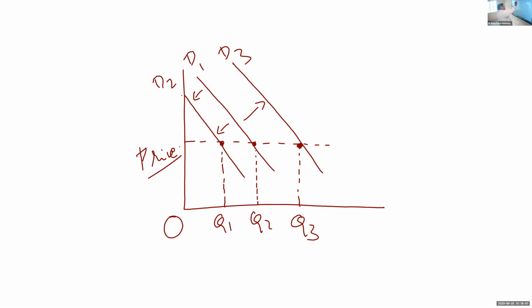At that time we find a shift from D1 to D2. When the interest rate decreases, demand for the commodities will increase. We find a shift from D1 to D3. Here D3 denotes an increase in demand and D2 a decrease in demand. Q1, Q2, Q3 are the quantities demanded. Here the price is always constant. There is no change in the price.